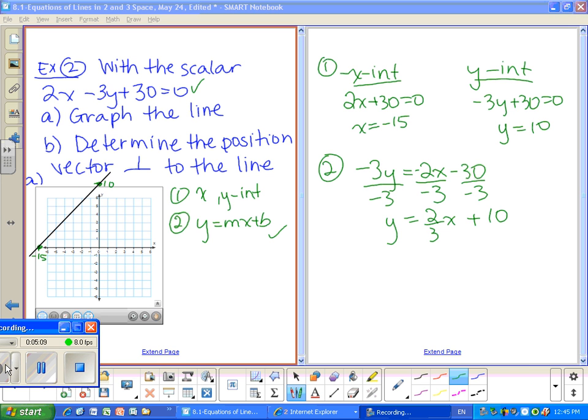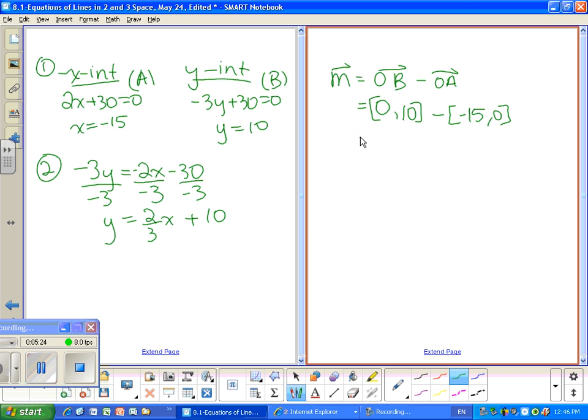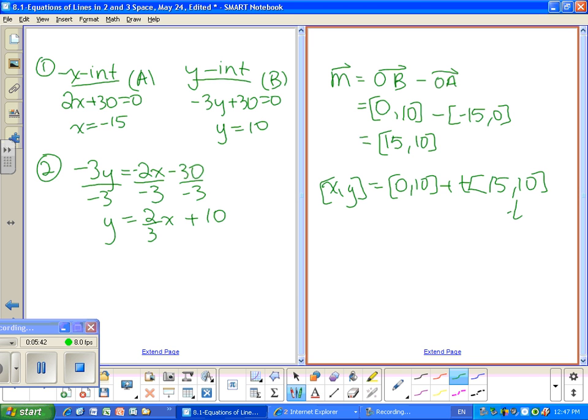In order to get that position vector, you have to have the vector equation. And to do the vector equation, to get the m, what do you need? You need 2 points, which makes it easier because we now have the x and y intercepts. So that's how we would have set it as coordinates. If you do the subtraction, you have (15, 10) as your m. When you write your equation, you need any point, doesn't matter which one. We'll go (0, 10) plus t times (15, 10), where t is any real number. So there's your vector equation.